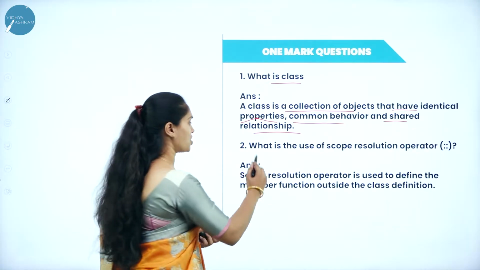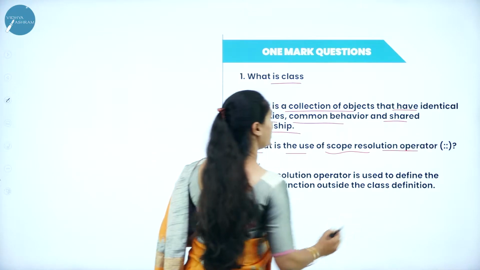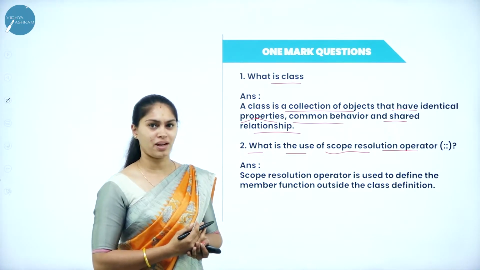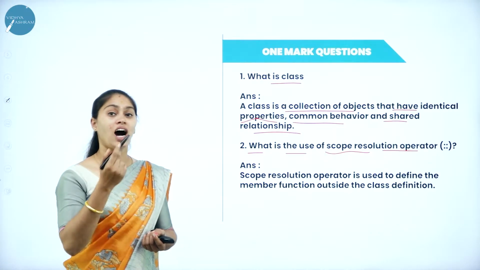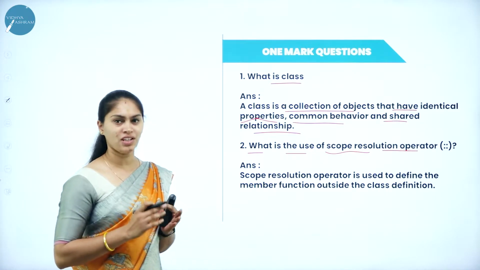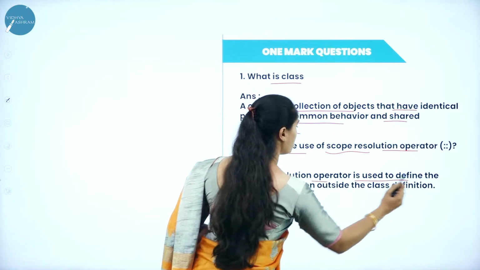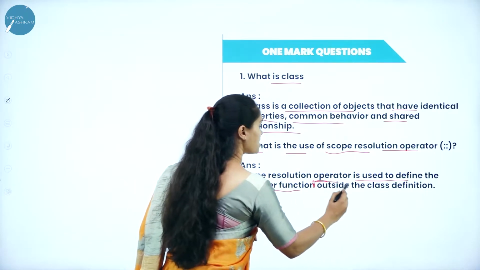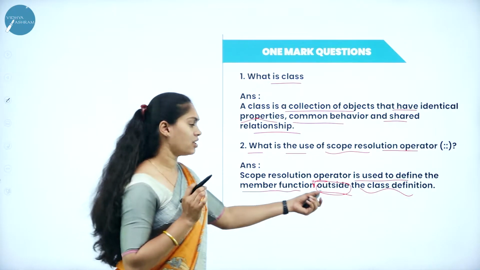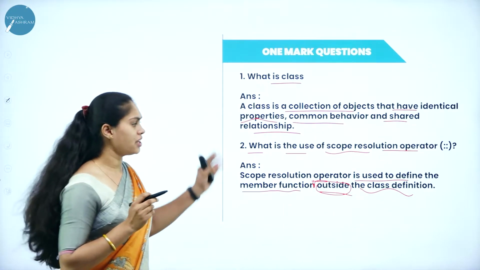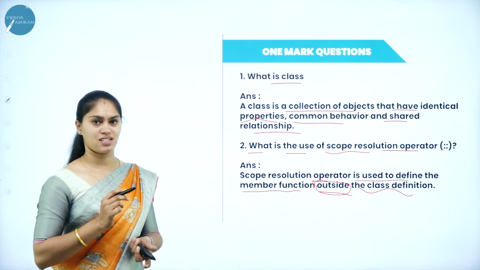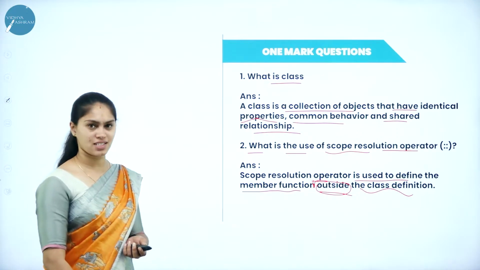We'll see the second question. What is the use of scope resolution operator, the double colon? Why are we going to use that scope resolution operator? To define the member function outside the class definition. For that purpose, we have this scope resolution operator. Remember, you are not supposed to leave out the keyword outside. So you have to mention that we use the scope resolution operator to define the member function outside the class definition. That is the answer for the second question.